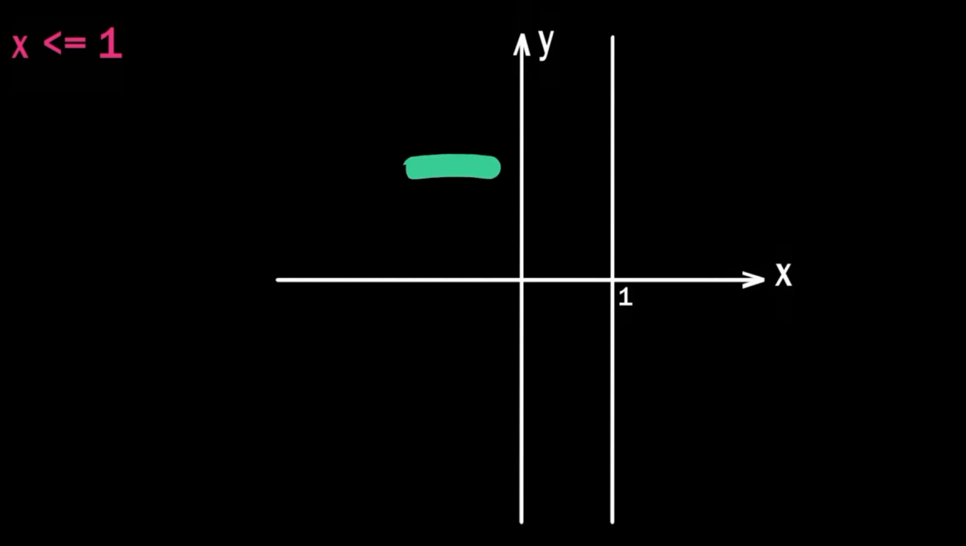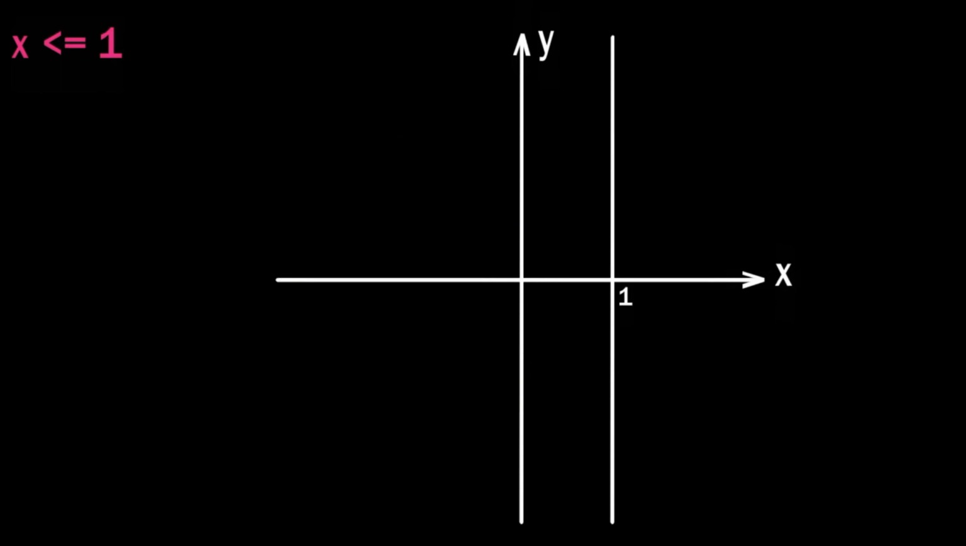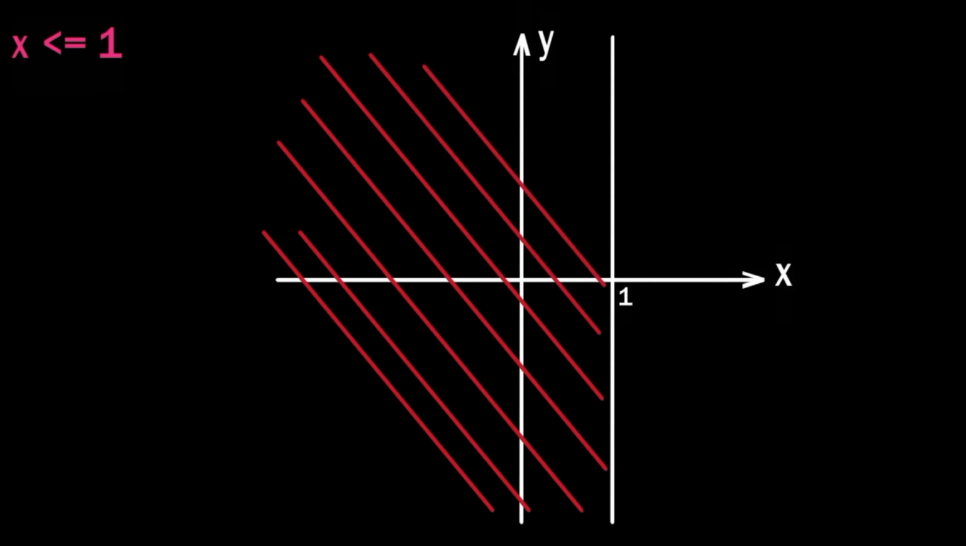So which region, left or right, has the value of x less than or equal to 1? The answer is on the left. So this is the answer on the left, that all the points actually have the value x less than or equal to 1. So let's try some more examples so that you get familiarized with other types of possibilities.